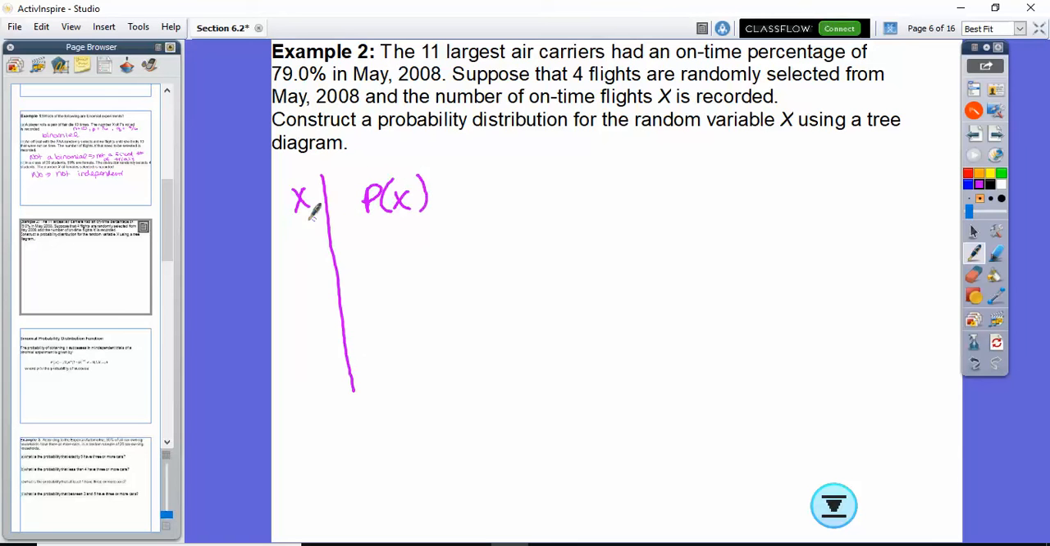My X is the number of flights that were on time. We have 4 flights that we're looking at, so what are my options for X? 0.